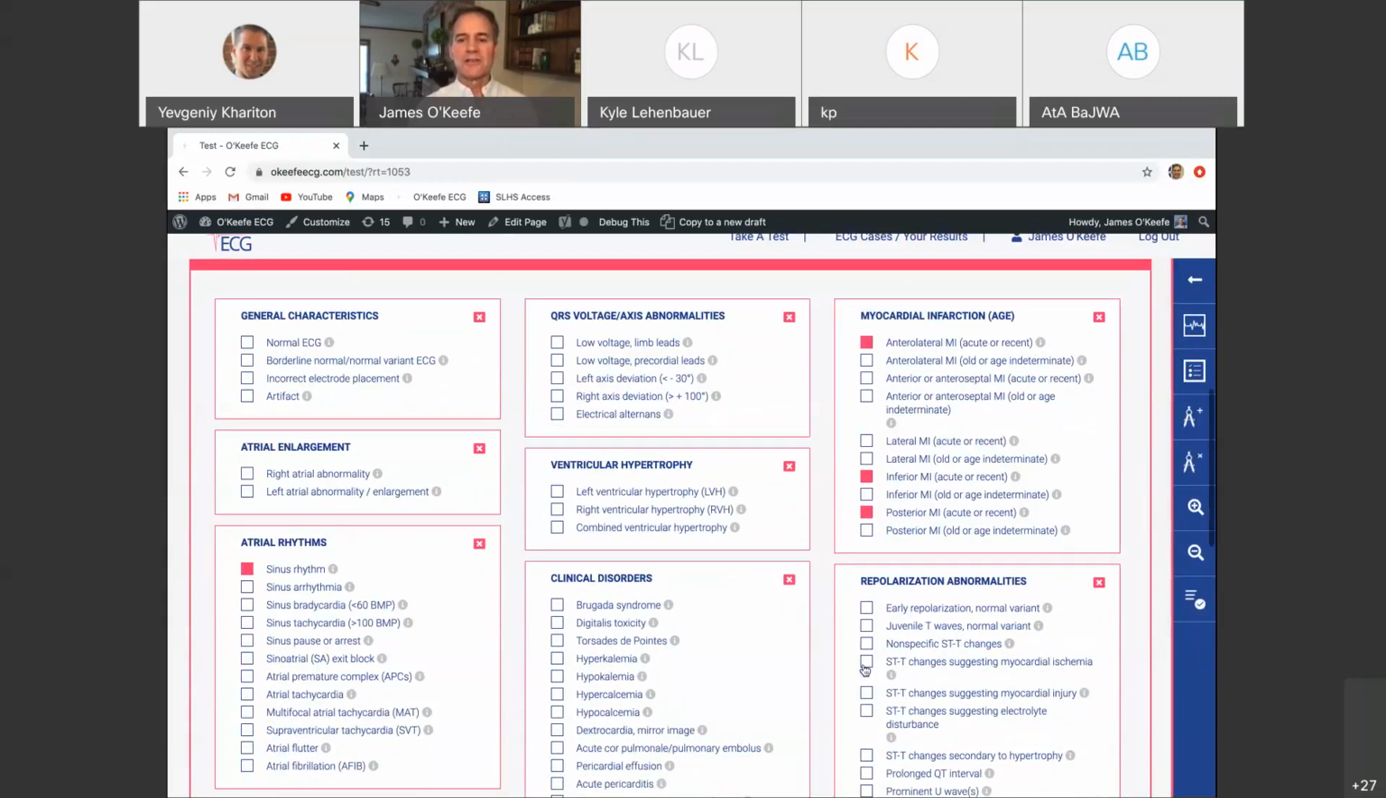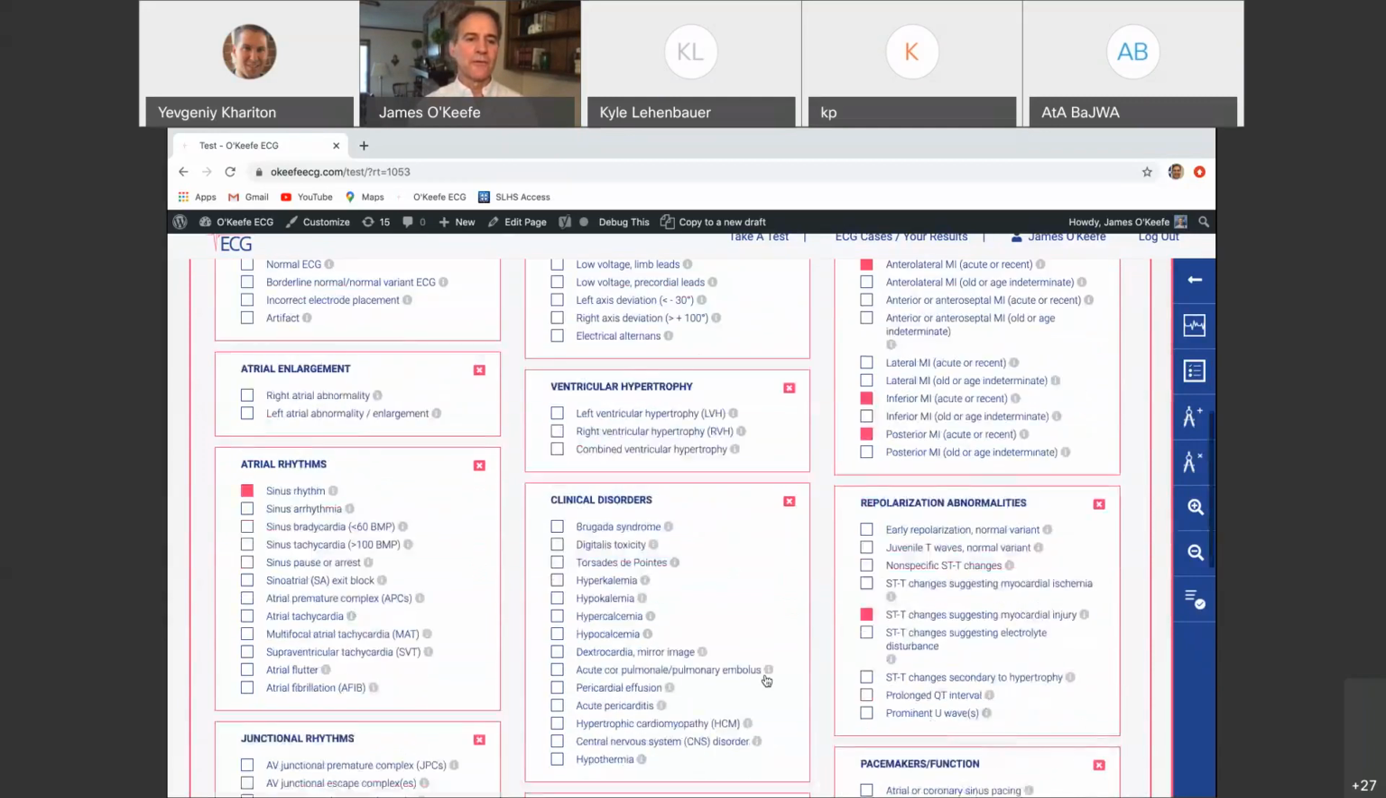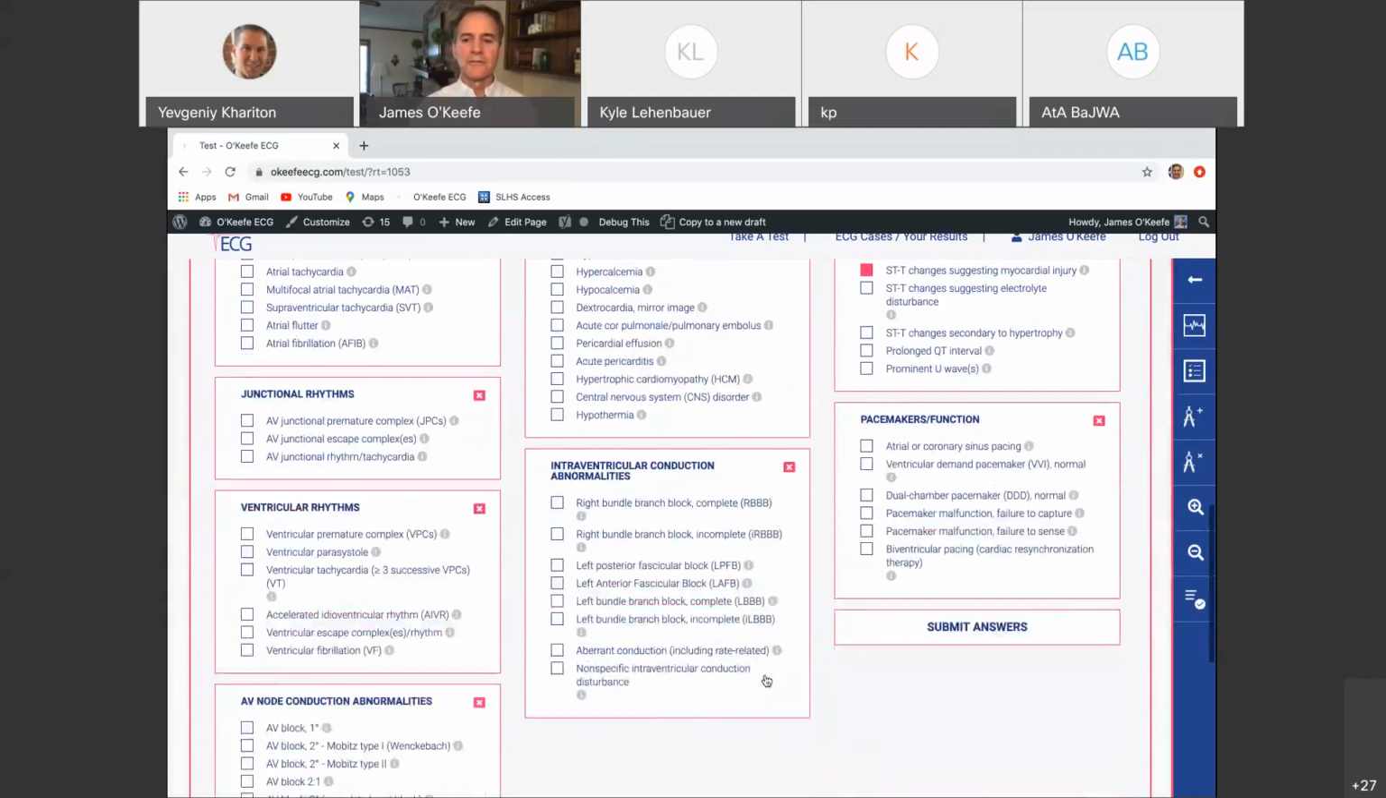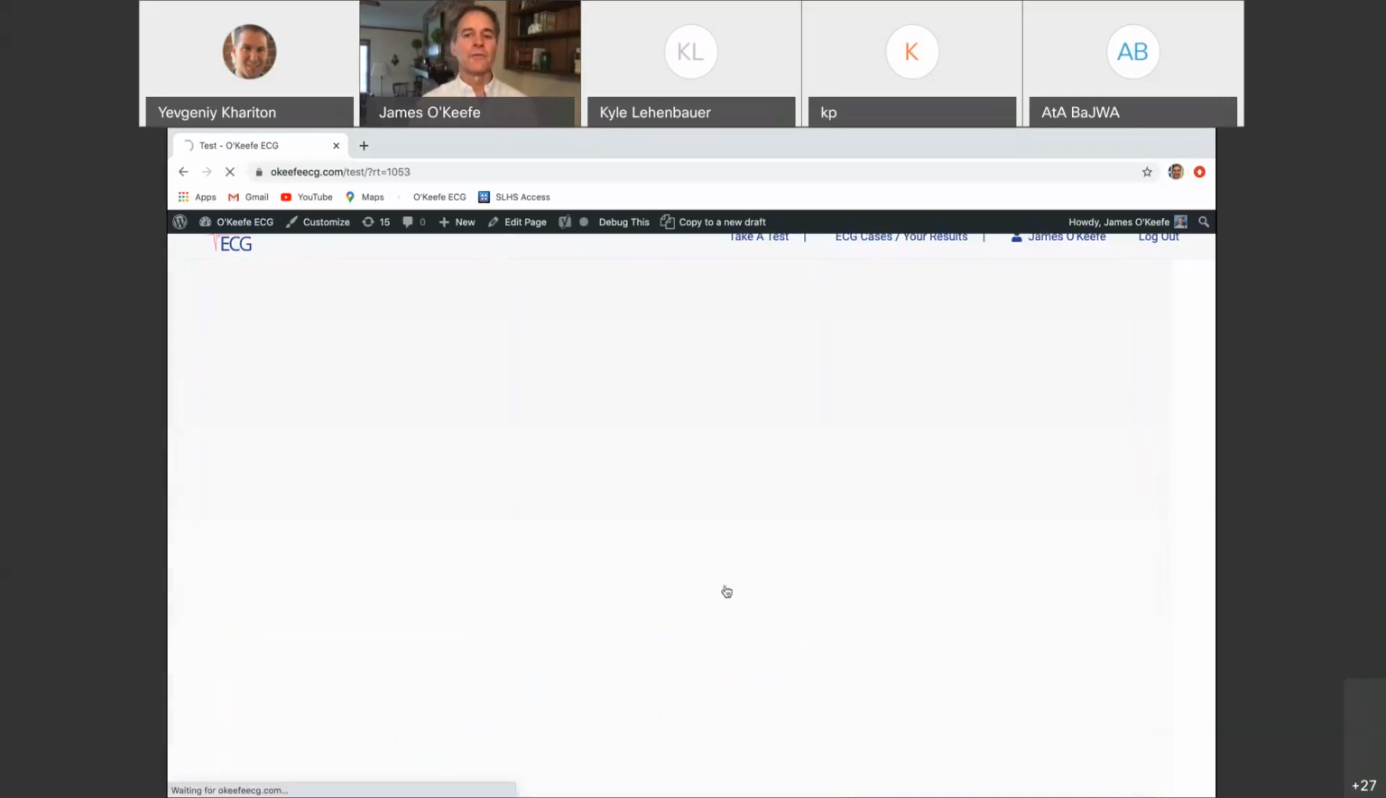The STT changes suggesting myocardial injury, as we've talked about before, is optional. You won't get docked off for it in this setting, but you probably won't get credit for it either.